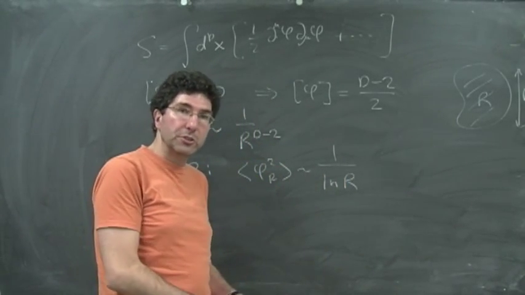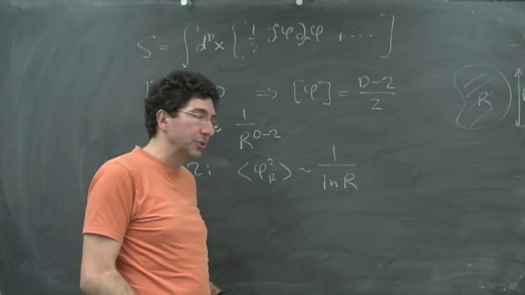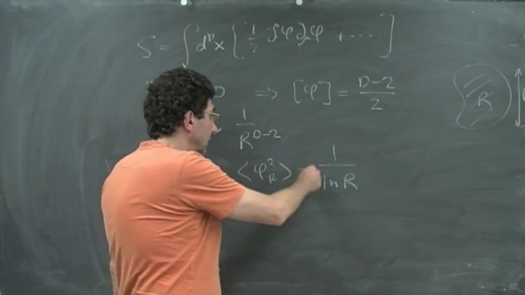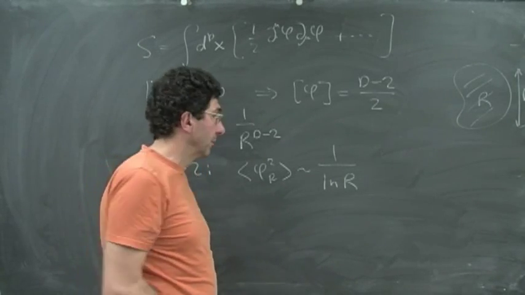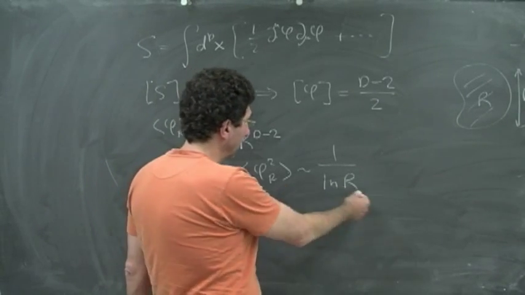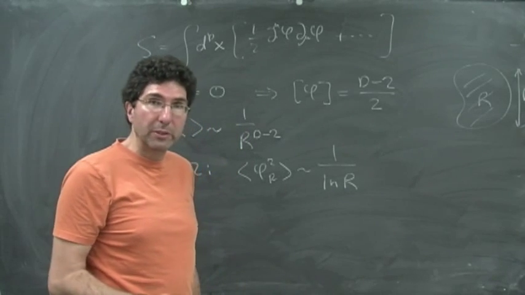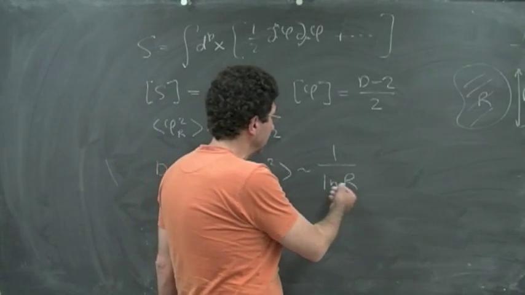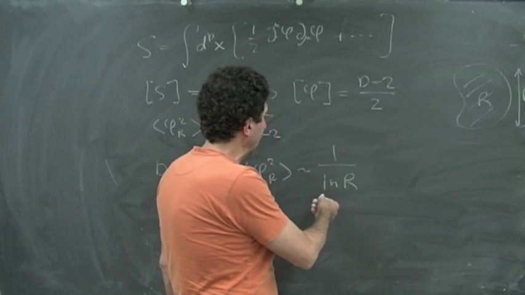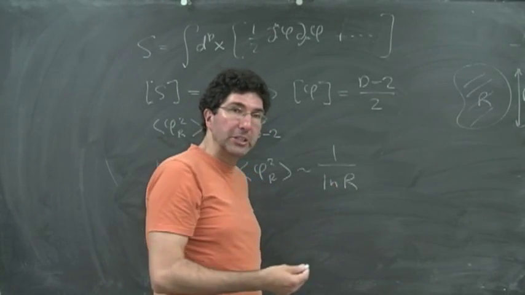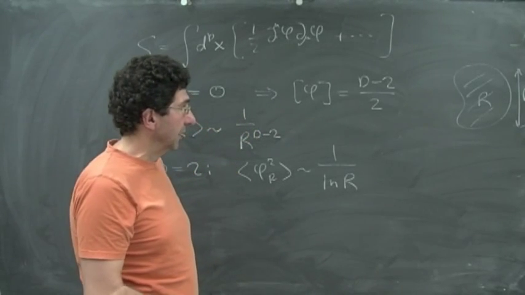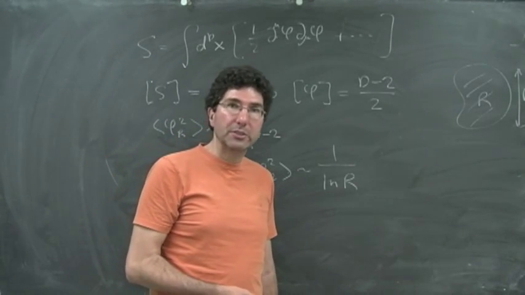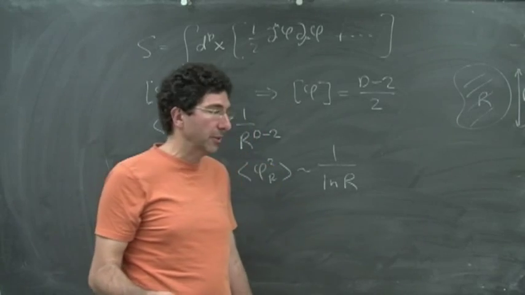So fluctuations in 2 dimensions averaged over large spatial regions only die off like a logarithm. So these fluctuations are very important. Actually, if you follow this through, one of the implications is that these fluctuations are large enough that they prevent the formation of long-range order, or in particle physics language, spontaneous symmetry breaking. So this is the Coleman-Mermin-Wagner theorem.